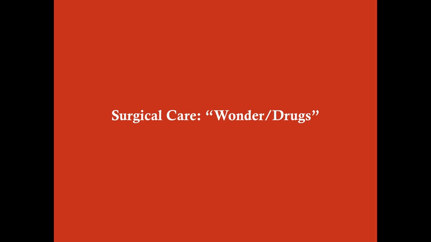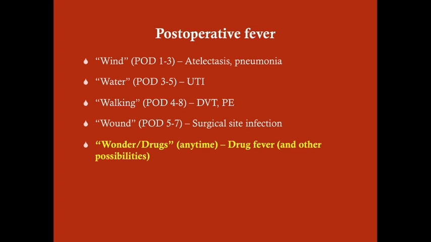So postoperative fever can be classified into this mnemonic as wind, water, walking, wound, and wonder drugs. And we're going to talk about the wonder and drug causes of postoperative fever here. The wind, water, walking, and wound fall into this nice timeline. It's not rigid, so you can't exclude it if it falls out of it, but it tends to occur within this timeline. So atelectasis and pneumonia tend to be the first things that can come up. UTI can follow that, particularly if the patient has an indwelling catheter.